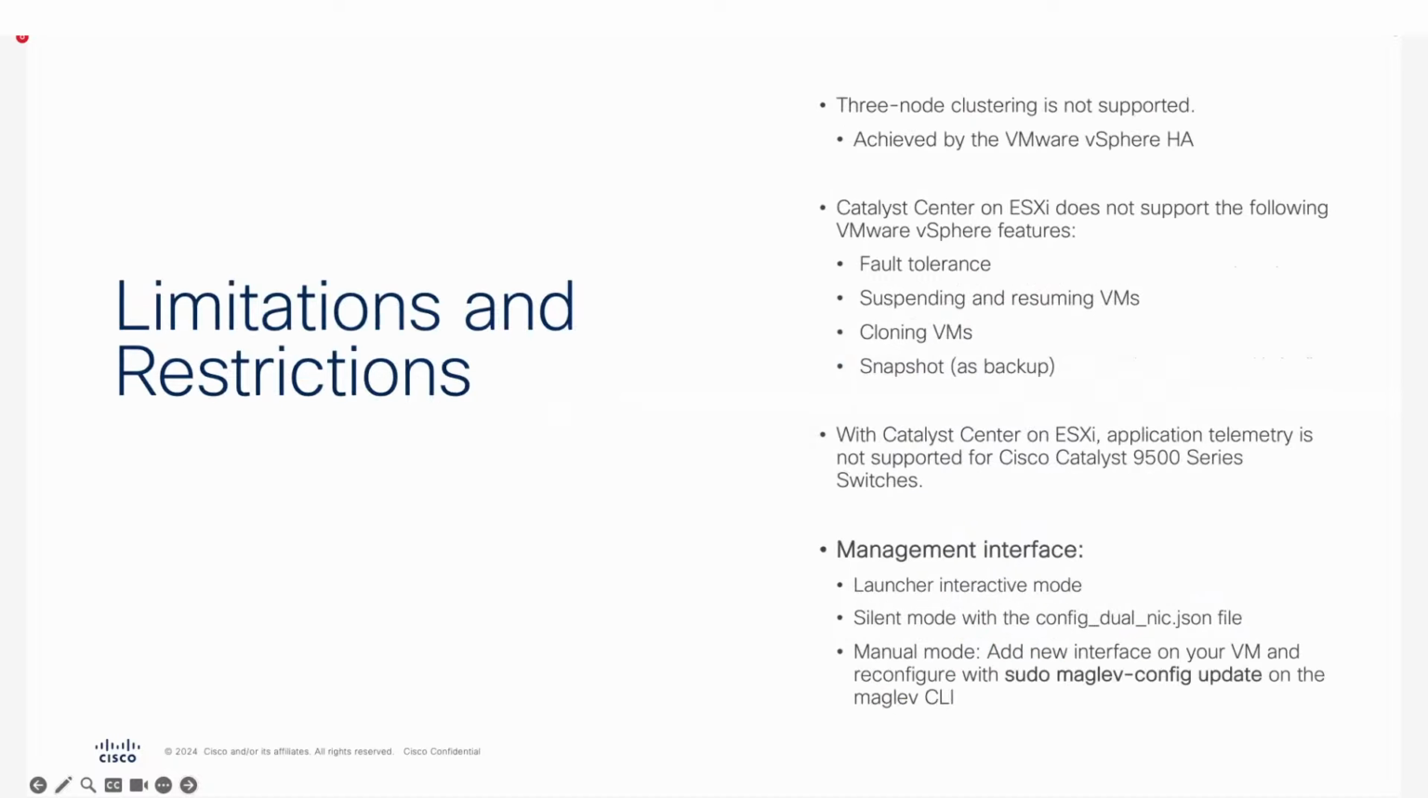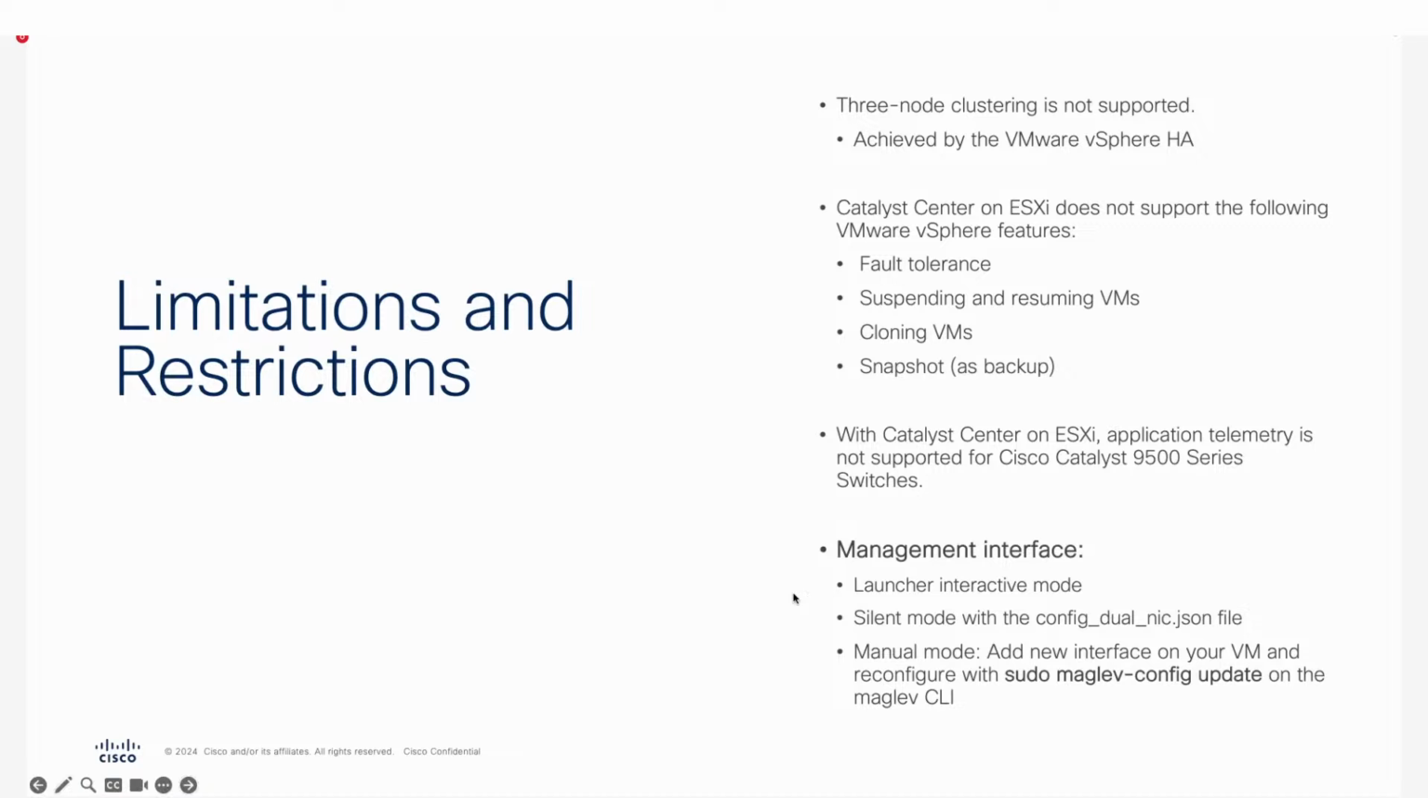There are some limitations and restrictions, as we mentioned at the beginning. There is no three-node clustering. All the high availability is achieved by VMware vSphere. There are features that are not supported, as usual on any other virtual machines in your VMware environment, such as fault tolerance and suspending and resuming the VMs. If you want to shut down your VM, you can first shut down Maglev, the Catalyst Center, and then shut down the VM itself. Then you can turn it on again. You cannot clone it or take snapshots as a backup of the Catalyst Center. There is no application telemetry for the 9500 switches via Catalyst Center on ESXi.